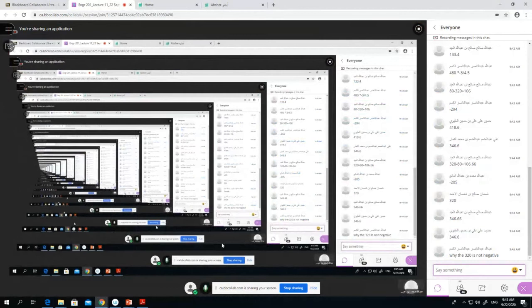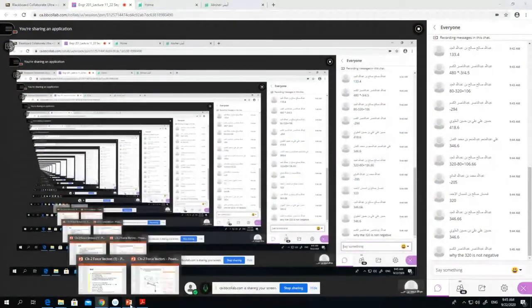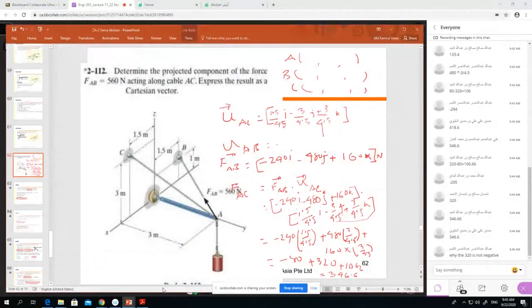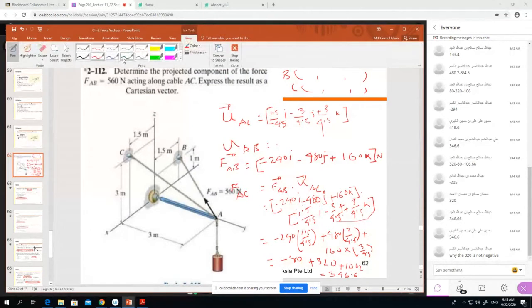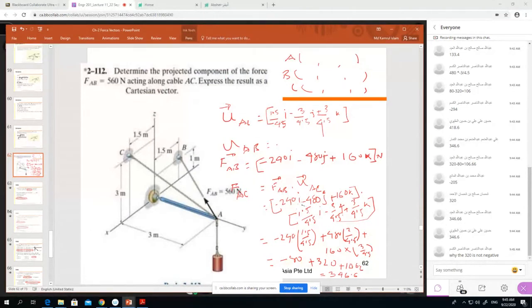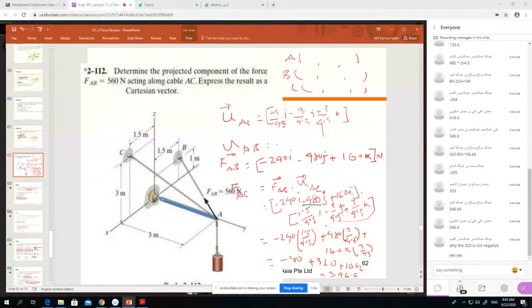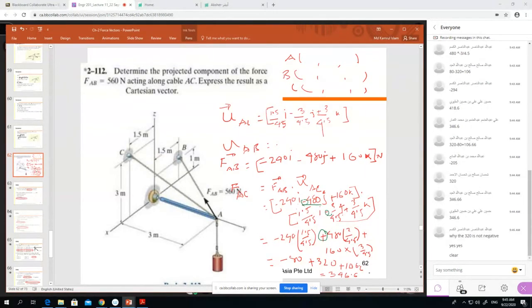Abdullah Saleh is asking why it's not negative. Because you see here minus 480, and here also minus. This is minus, this is minus, this is minus. So both will produce plus. Okay. Clear or not clear? Abdullah? So yes, clear.